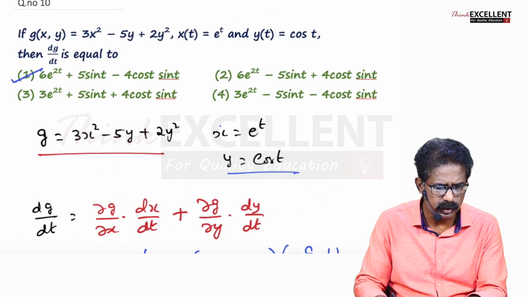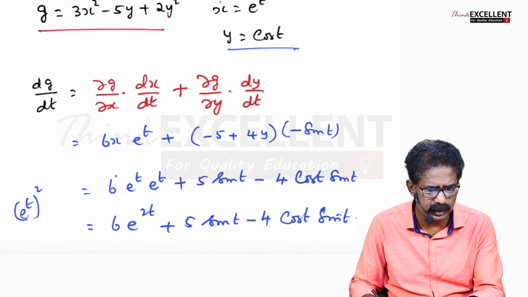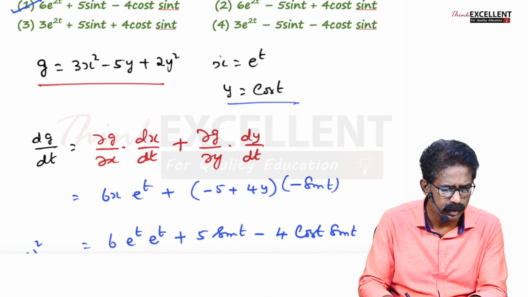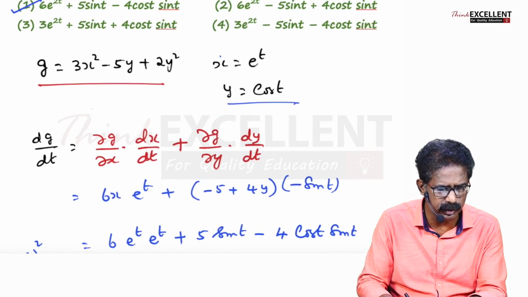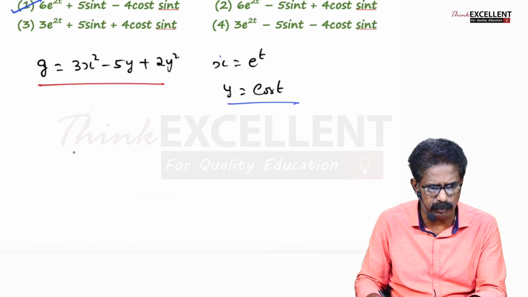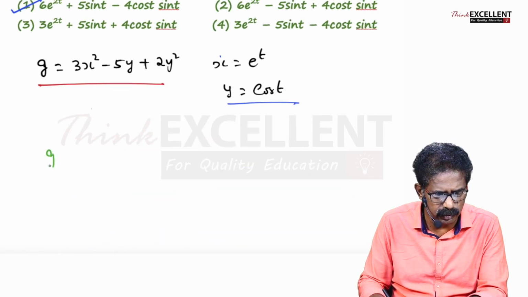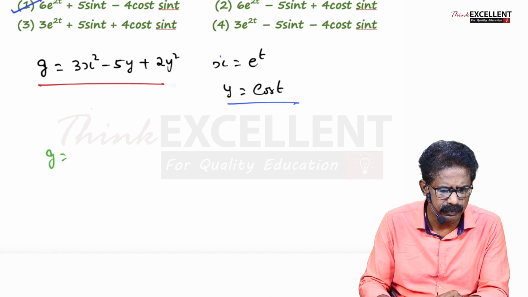So I want to teach you in another simple way. Please listen here. The same sum can be done in another way. Listen carefully. If it is an objective question, only for an objective question you have to use the method I am telling now. Please listen. So g equal to, you substitute first itself.